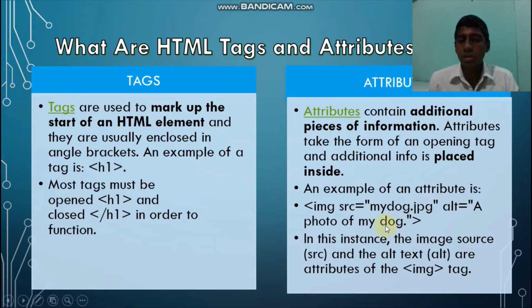When you click on this tag, it shows the image. In this instance, the image source is this, and the alternative text is this. Image is the tag. Image source is an attribute, and alternative text, alt, is an attribute. They are inside the image tag.